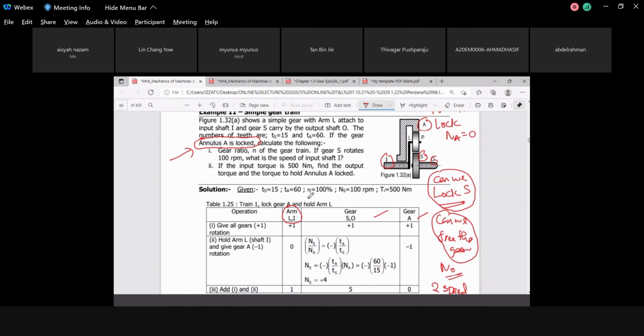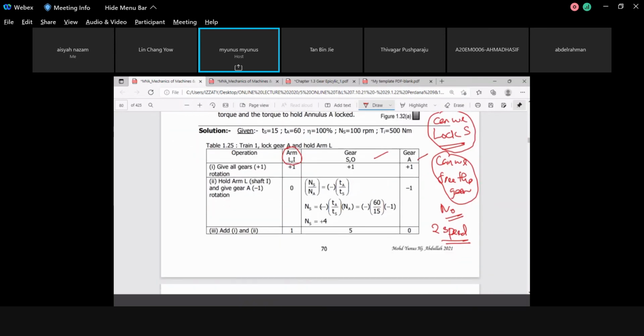Okay. Gear ratio, and if gear S rotates 100 RPM, then this one you can do on your own. I'm not going through this one. You have this one, then you have the speed. This one is very easy.